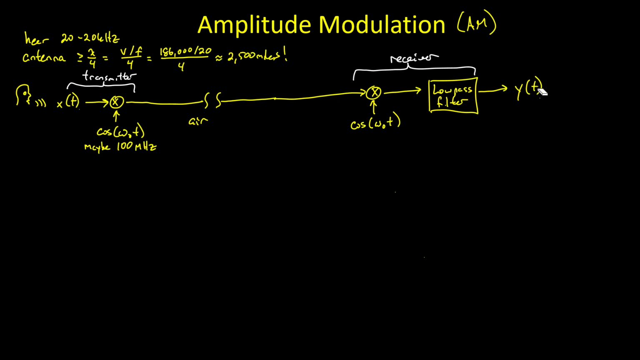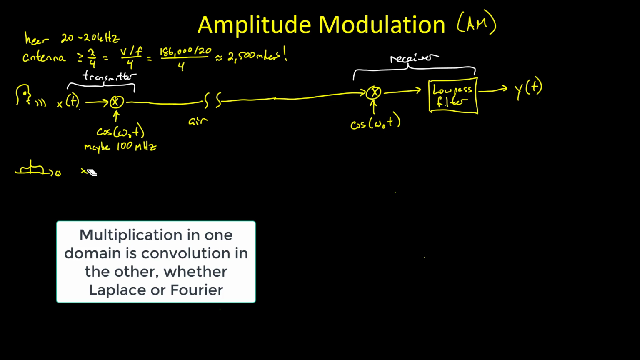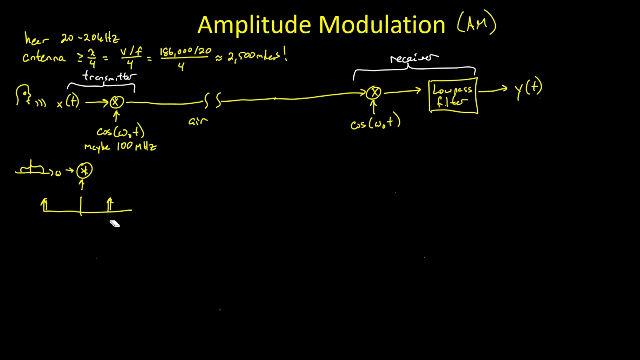Well, this is really difficult to see what's happening in the time domain, but watch what happens in the frequency domain. I don't know what someone's voice looks like in the frequency domain. I'll make it the symbol. So here we are in the frequency domain. And instead of multiplying by a cosine, we're going to convolve it. And we know the cosine looks like two impulses spread over here at omega naught at 100 megahertz and over here at minus omega naught.